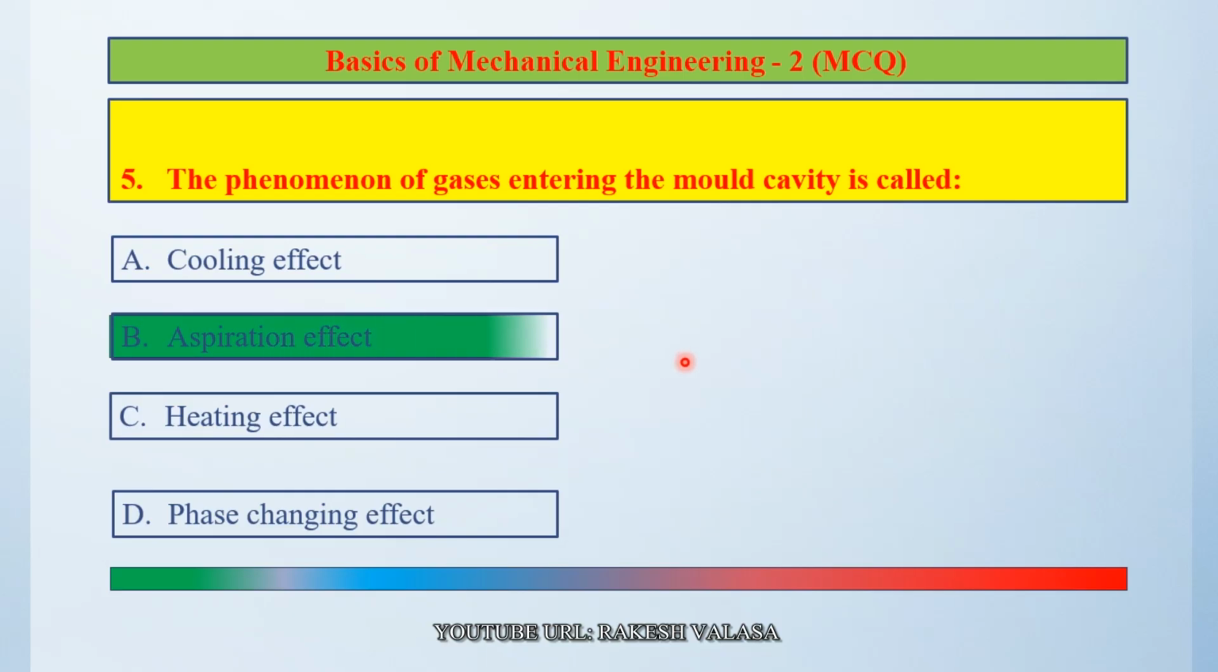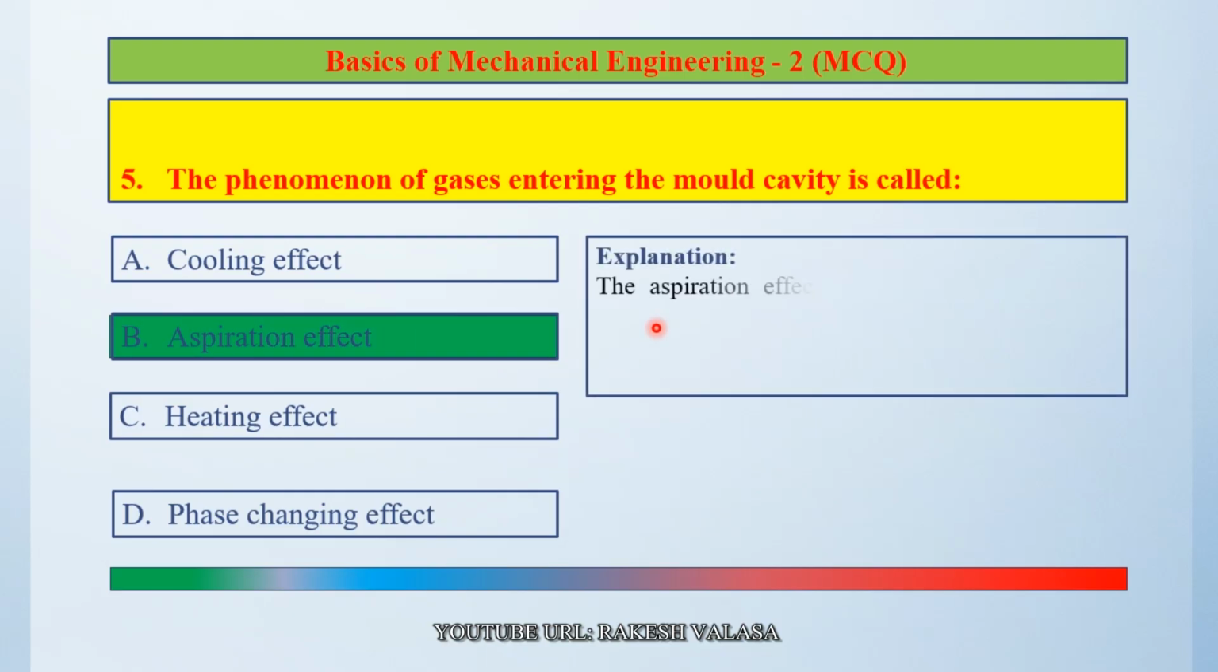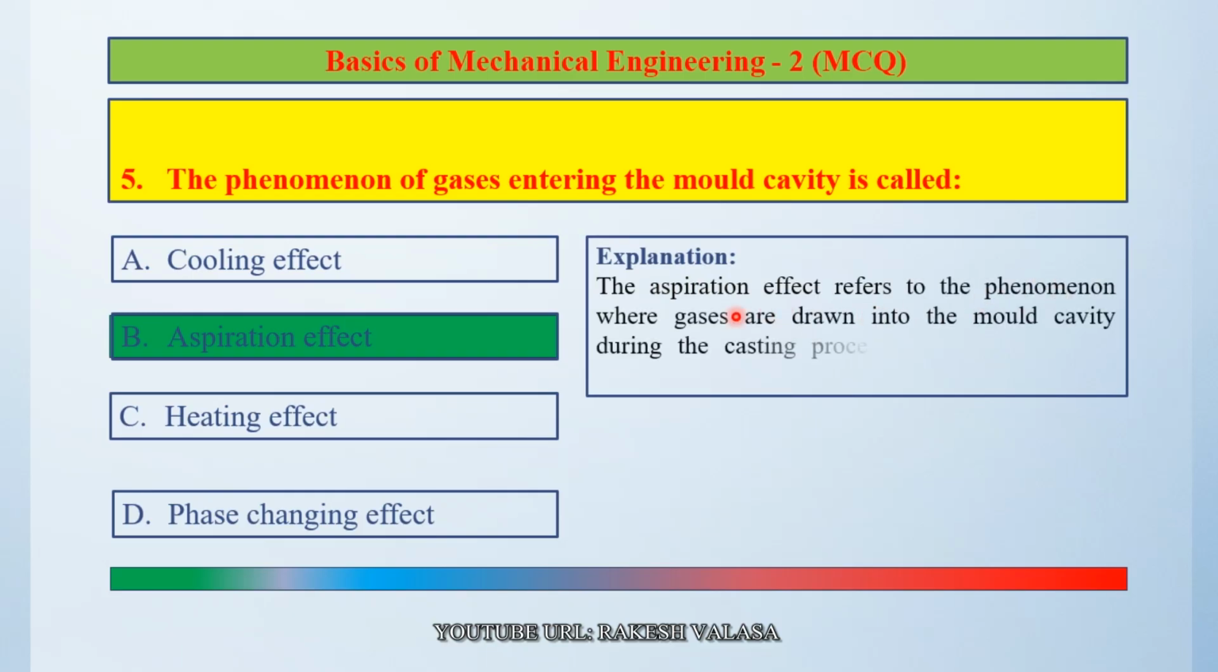Let us see the explanation. The aspiration effect refers to the phenomenon where gases are drawn into the mold cavity during the casting process, which can lead to defects such as gas porosity. So the correct answer is option B, aspiration effect.